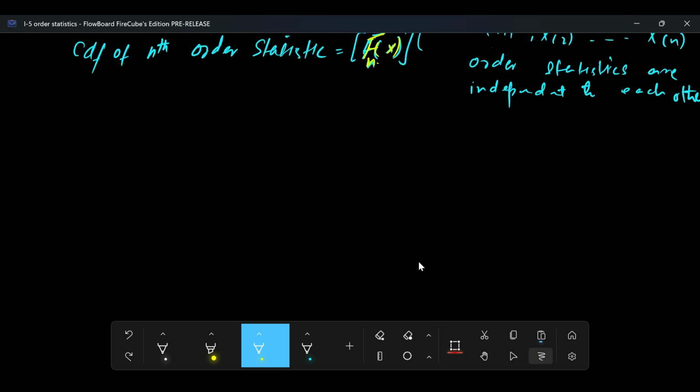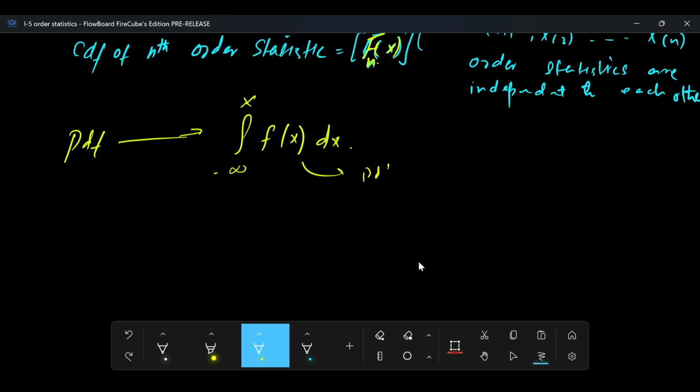Now, a simple trick to find the PDF from any CDF: we simply do one thing. As you know, whenever we have the PDF and we want to convert this PDF into CDF, we integrate. We integrate that PDF, right? So this is my PDF and we will get the CDF. From PDF to CDF, we integrate the probability density function.